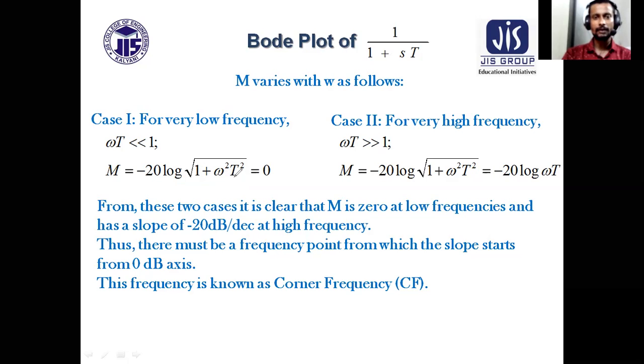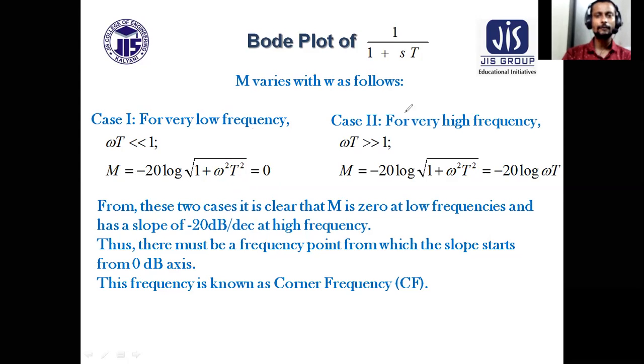So we could neglect this omega square t square compared to 1. If we neglect this term, then this M would be reduced to minus 20 log 1. And log 1 is 0. So we'll get magnitude 0 for very low frequencies. The conclusion here is, based on this equation, the magnitude becomes almost 0 at very low frequency.